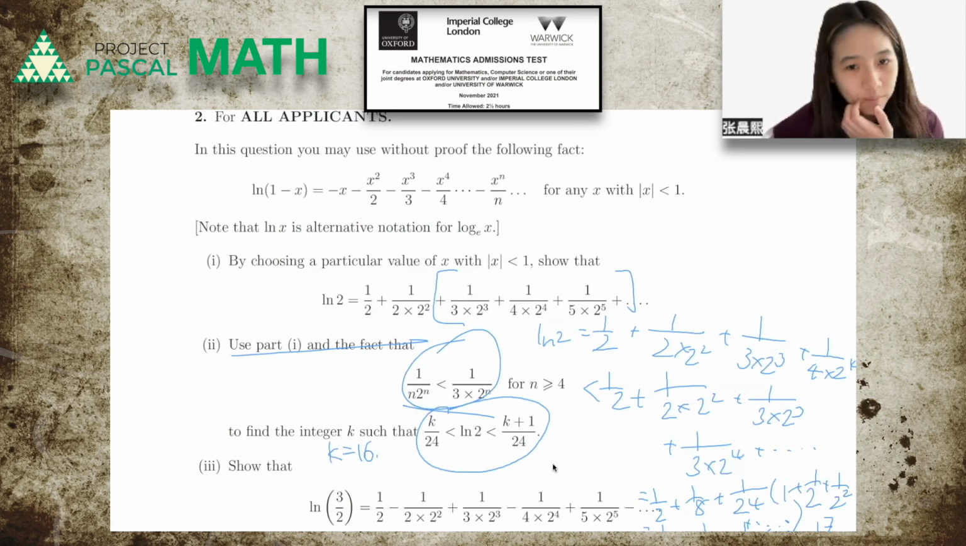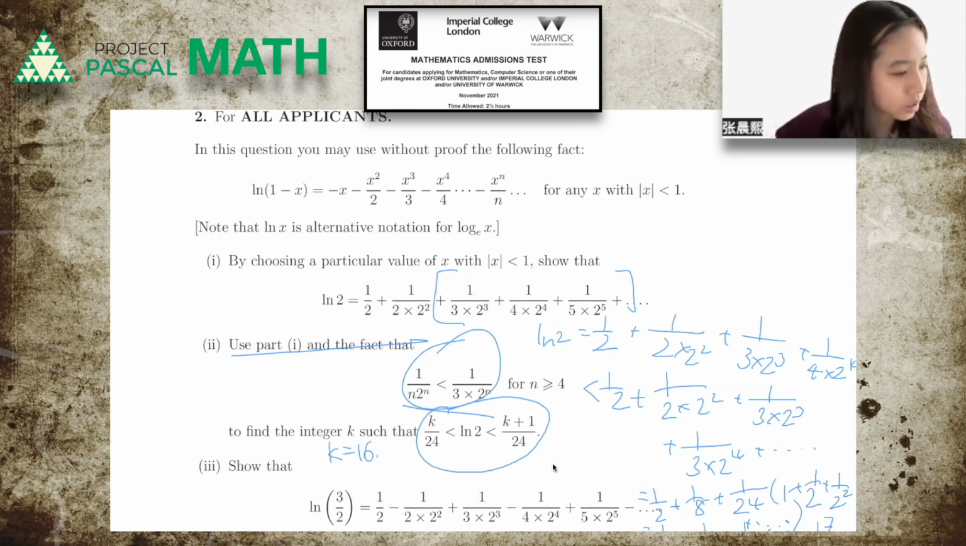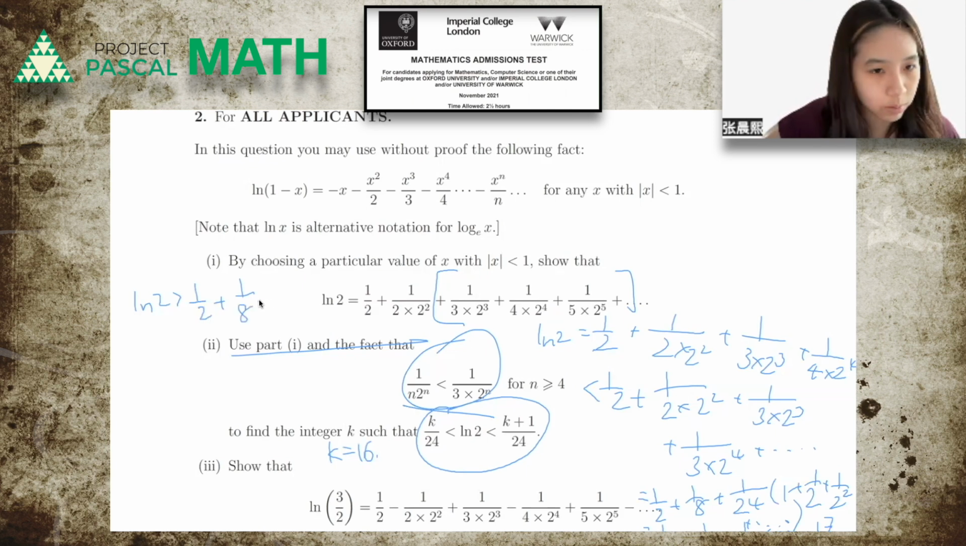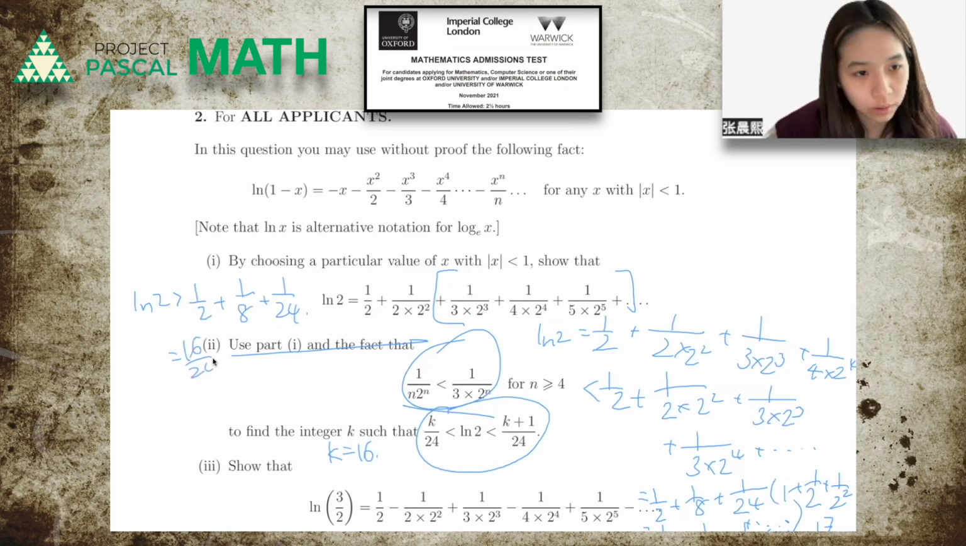And I guess it does make sense, since ln 2 is greater than half plus 1 over 8 plus 1 over 24. So this gets to 16 over 24. Okay, moving on.